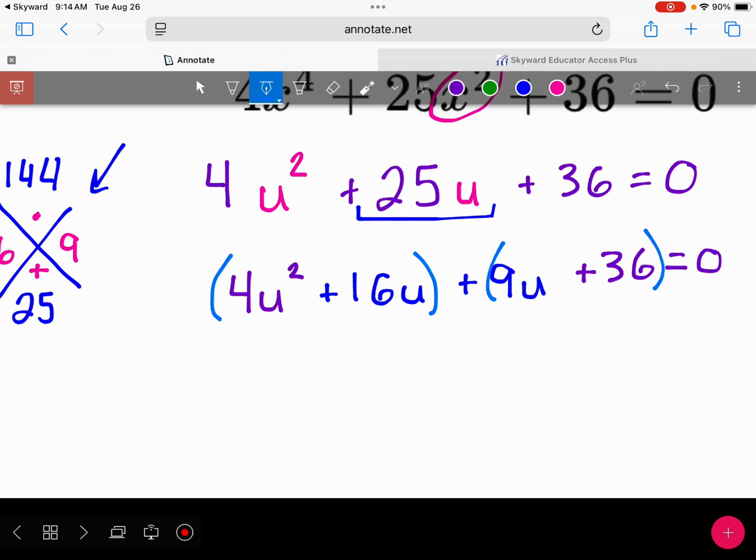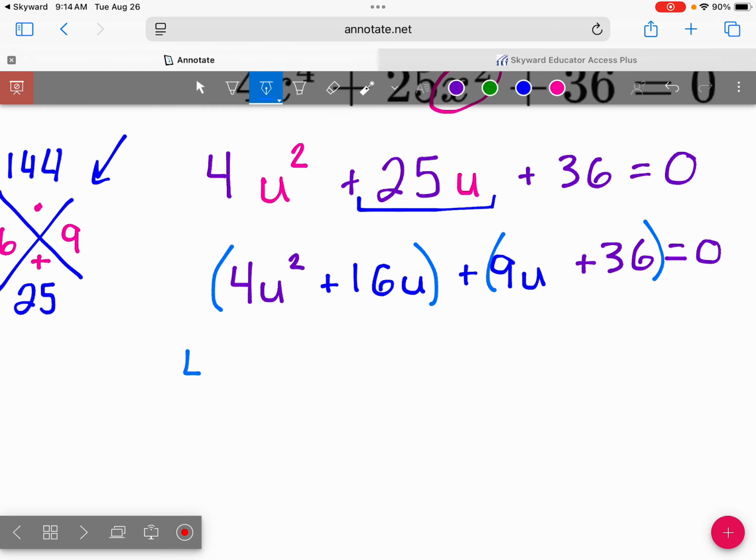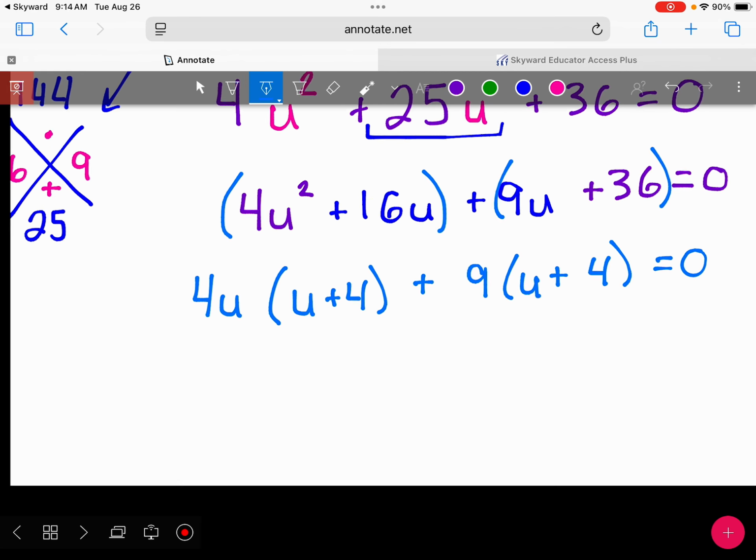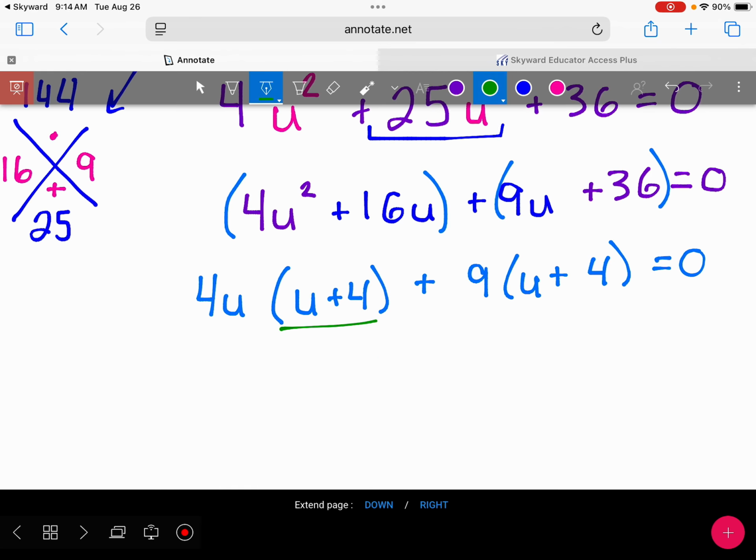However you want to factor is totally fine. I'm going to pull out my 4u, u plus 4, and we have a 9 plus, thank you. I was just noticing I'm going, oh, something looks wrong here. Sure. So getting it into factored form, I have these two pieces that are the same. So we're going to have our u plus 4 and our 4u plus 9.